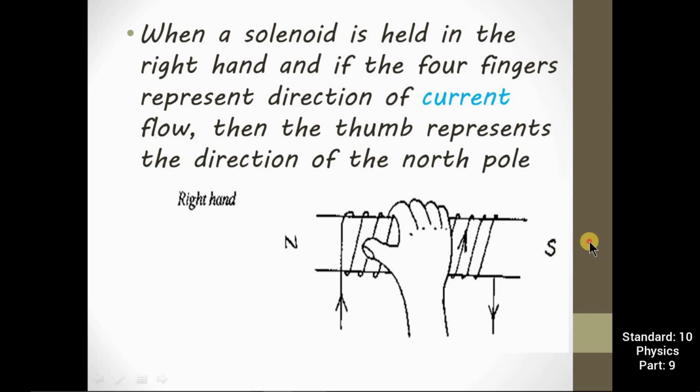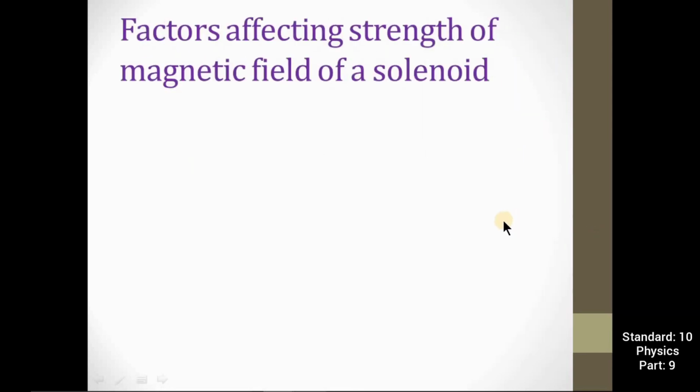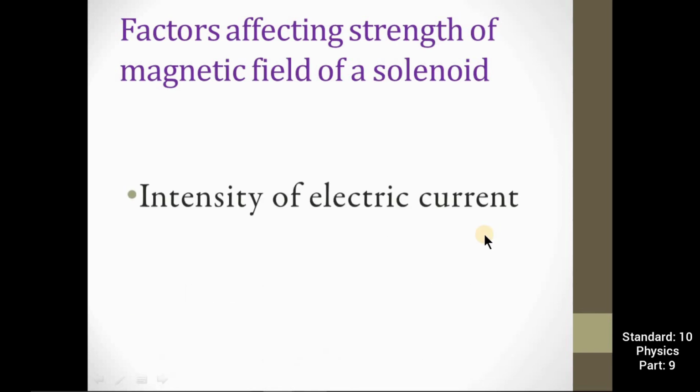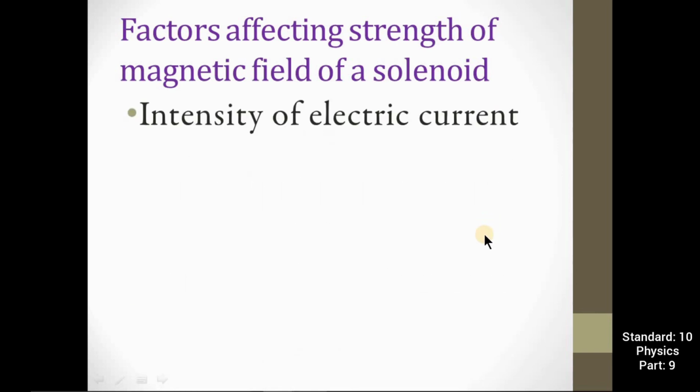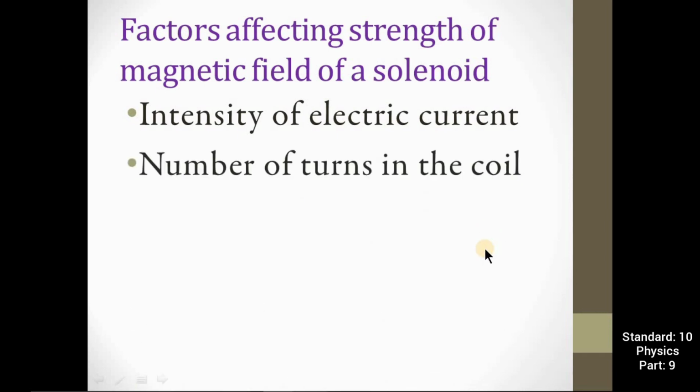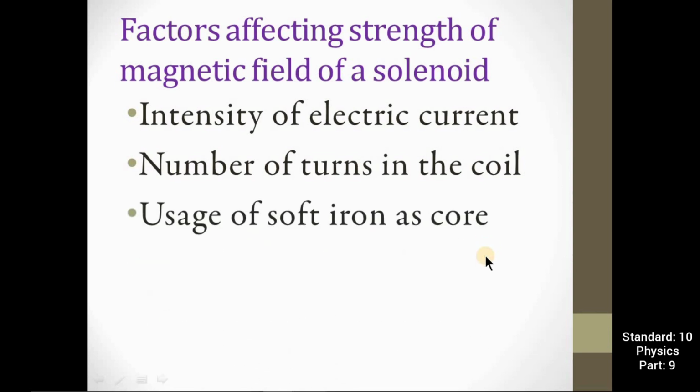Okay. Now the last part, factors affecting the strength of the magnetic field. What have we learned? When we increase the intensity of current, the magnetic field of the solenoid increases. When we increase the number of turns in the coil, the magnetic field strength increases. When we use soft iron as a core, the magnetic field also increases. The soft iron core acts like an electromagnet. Right? Then also the magnetic field increases.